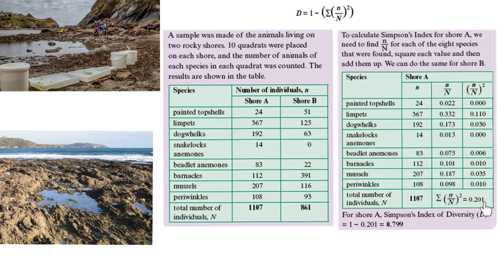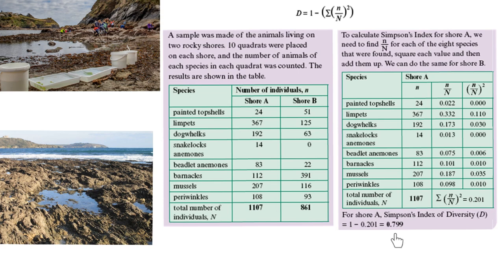So you end up with the total, this symbol here, of 0.201. And don't forget the next step, because back up here you can see that D is equal to 1 minus your calculation. So you mustn't forget that step. So we take 1 here and take away the 0.201, and we get 0.799. So 0.799 is very close to 1. So this means that this area is quite diverse.